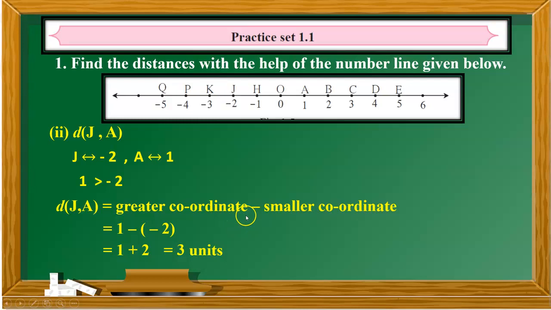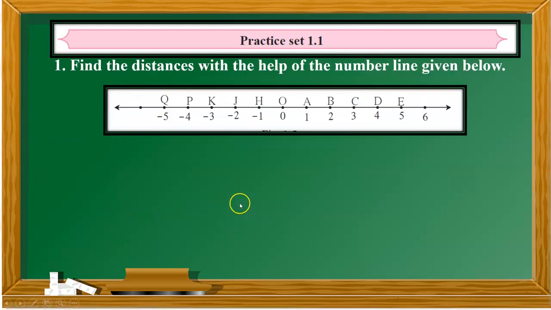Let's take another example, children. I am taking the seventh question. Distance between P and J. Let's take the next example, that is distance PJ. Now here the coordinates of P and J are -4 and -2.